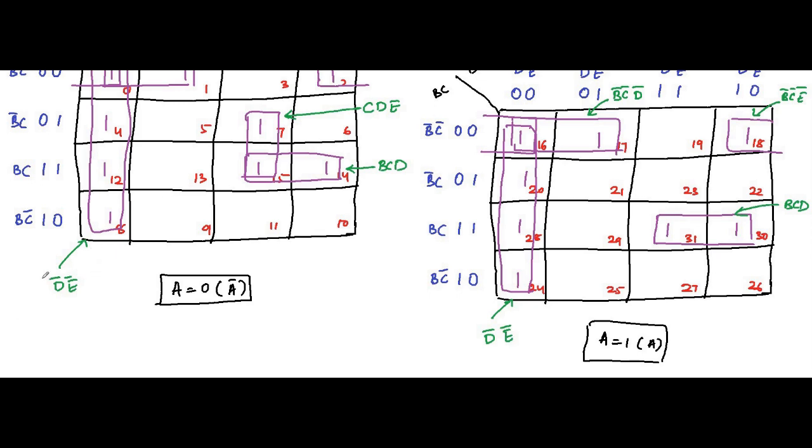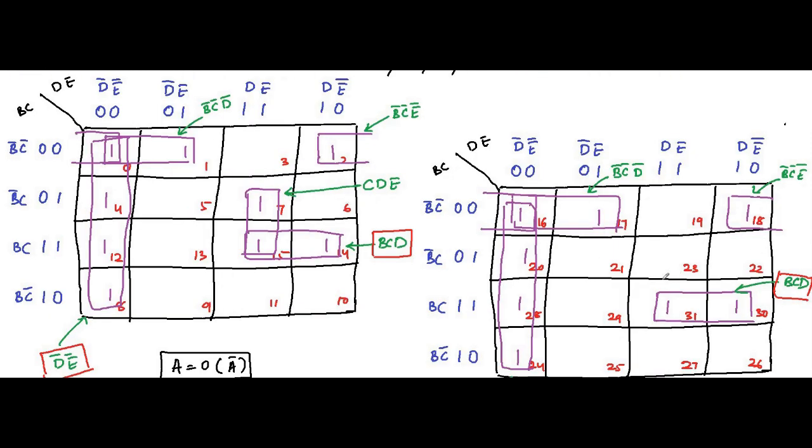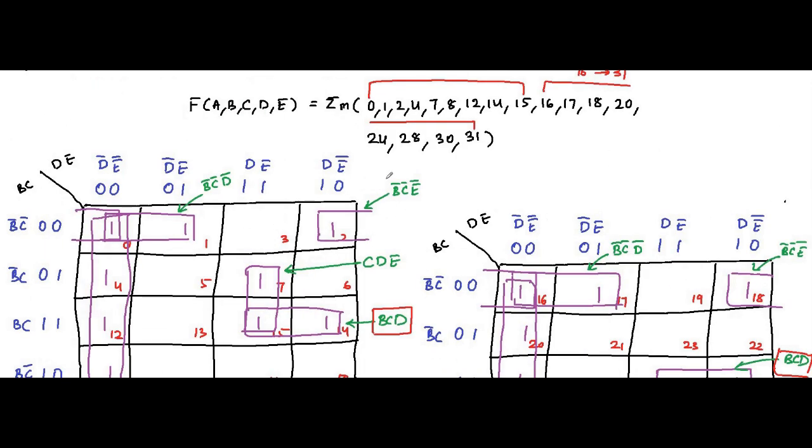D bar E bar, here also D bar E bar, then B C D, here also B C D, then C D E. C D is different here. The only difference between the two K maps is this 7-15 pair. Everything else is the same. B bar C bar E bar, here also B bar C bar E bar. And here B bar C bar D bar, here also B bar C bar D bar.